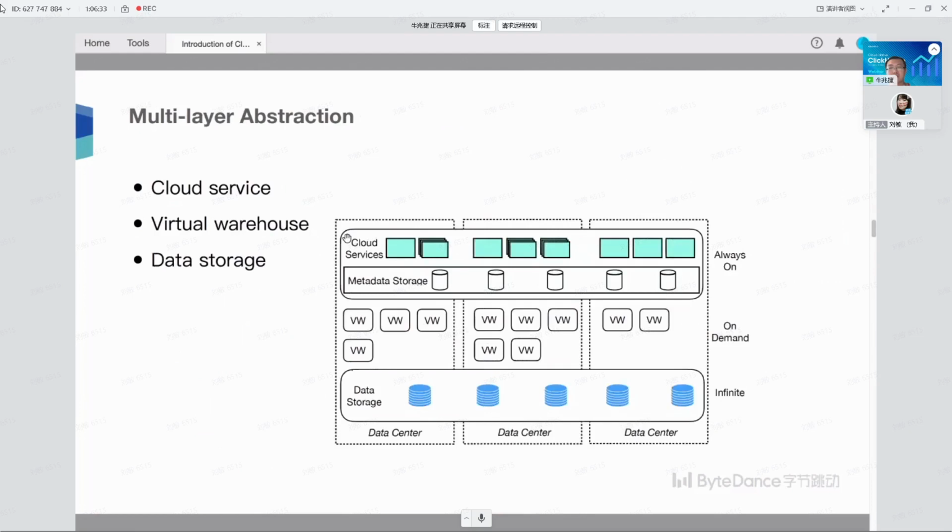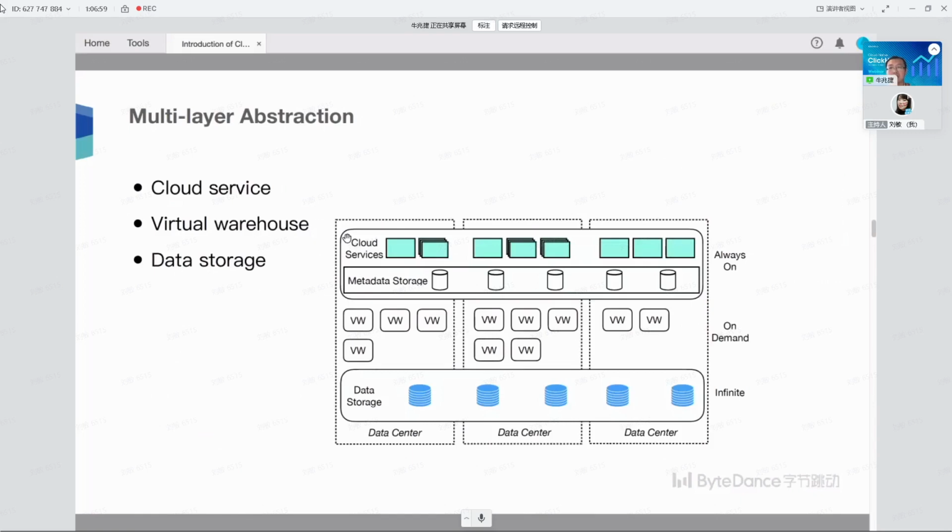Then, taking those objectives, let's see how we implement our system. We do some abstraction on our system. We split our system into three layers. The first layer is the cloud service. The user will directly communicate with this layer, so we must guarantee it's always on, because users can connect at any time.